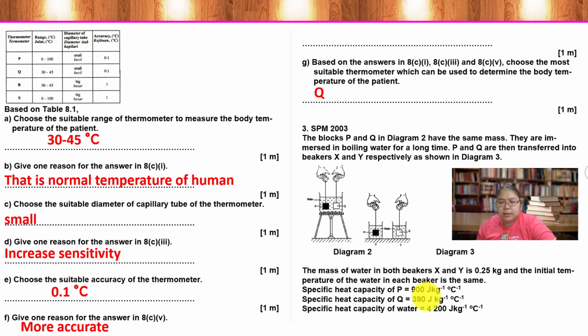For this question, they already say it's a long time. If it's a long time, that means both P and Q will absorb the heat until thermal equilibrium. So now P and Q, which one will absorb more heat? Sure, it's P, because it stays for a long time already, and also it has a high specific heat capacity. That means it will store more heat inside the block.